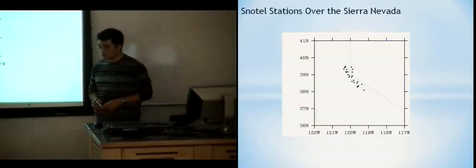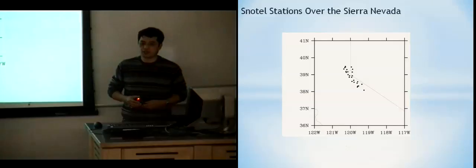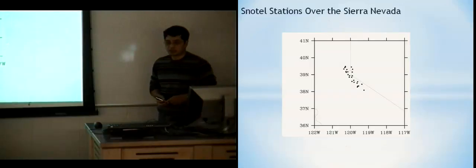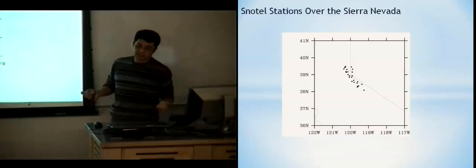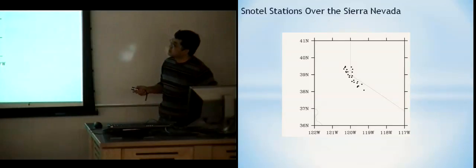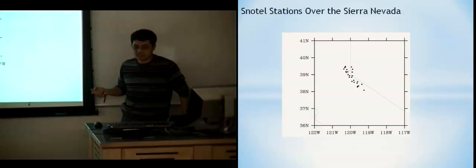So yeah, snow. After we see how atmosphere and climate affect the snowpack over the western United States, now we try to use our model to simulate this snowpack. First we will check if our model is able to simulate it. These are the SNOTEL stations, which are automatic stations.